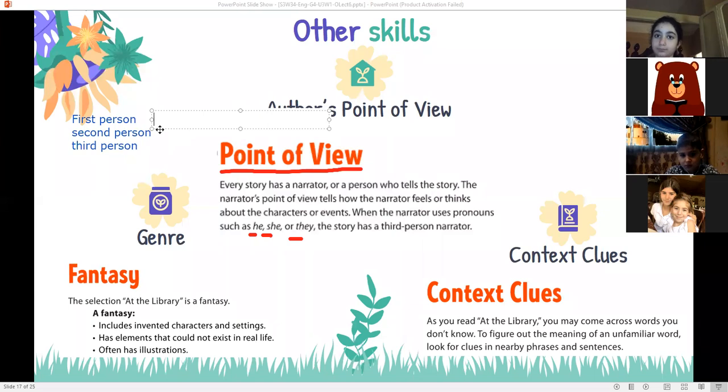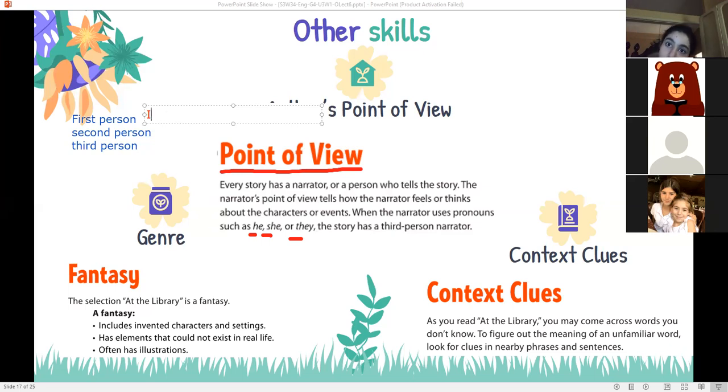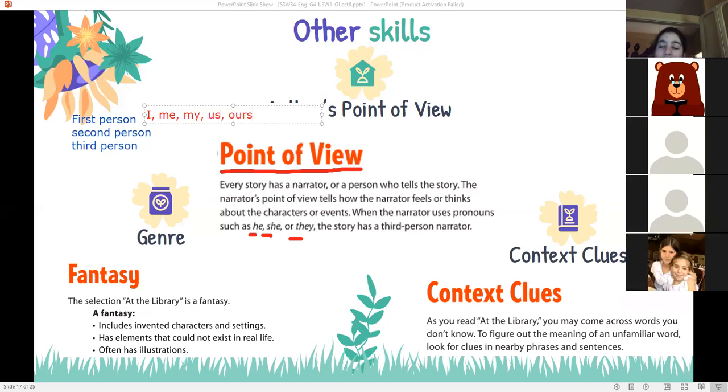Okay, what do we mean by first person? In order to know if the point of view is first person, second person, or third person, you have to look for pronouns. If the pronouns used are I, me, my, us, ours, okay? If you see these pronouns, it means that I have a first person point of view. Or we. We, bravo, thank you. Also we.